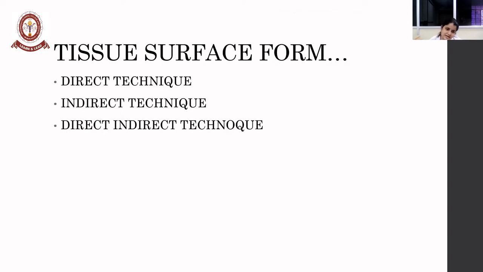According to the tissue surface form, there are the direct method and the indirect method. The direct method is nothing but making the temporary restoration directly in the mouth. After preparing the teeth, as I said before, we have taken the putty impression, so we can place the material in the putty impression, and then place the putty index along with the material over the prepared teeth. That is called the direct technique, which is nothing but directly preparing the restoration in the patient's mouth.